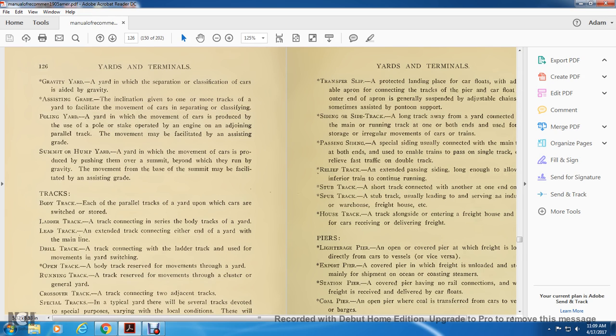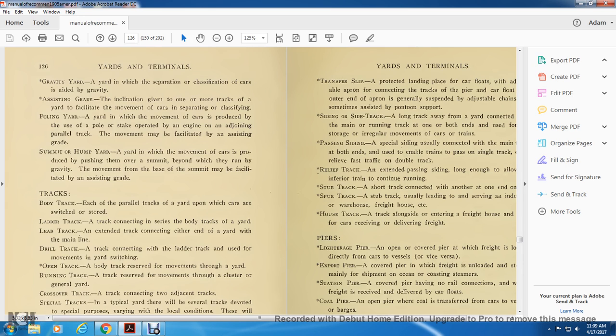Gravity yard: a yard where the separation and classification of cars is aided by gravity, assisted with a grade or inclination given to one or more tracks over the yard to facilitate movement of the cars, separating and classifying. Poling yard: a yard in which the movement of the cars is produced by the use of a pole operated by the engine on an adjoining parallel track. The movement is facilitated by an assisting grade.